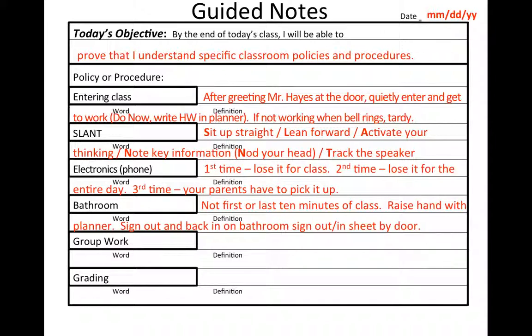Okay, so the bathroom notes: not in the first or last 10 minutes of class. Raise your hand with the planner, sign out, and back in on the bathroom sign out sheet by the door.